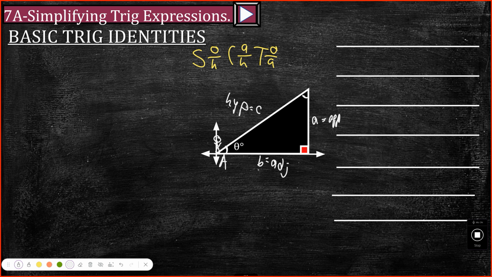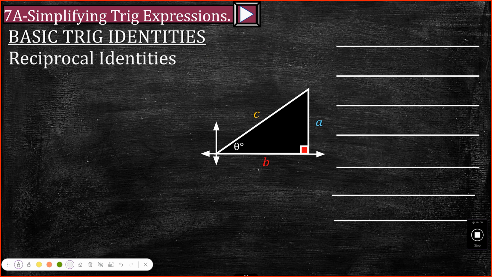All right, basic trig identities. We've set it up. So little a, little b at the bottom, side length. Okay, so the first identities are going to be called reciprocal identities. It's basically what we did in chapter 6, looked at in a slightly different way. Reciprocal identities.